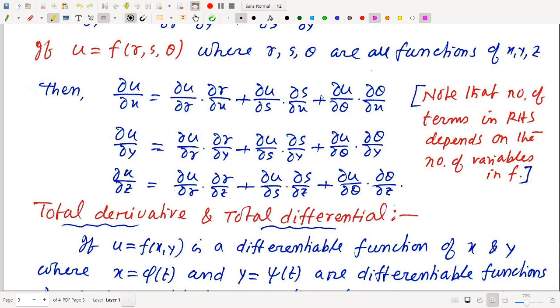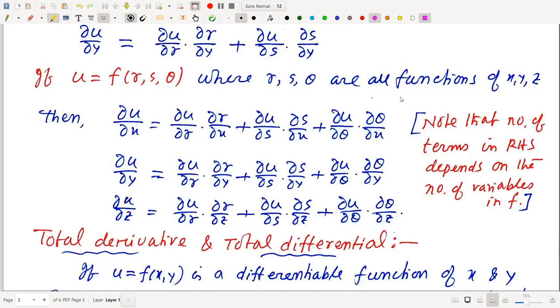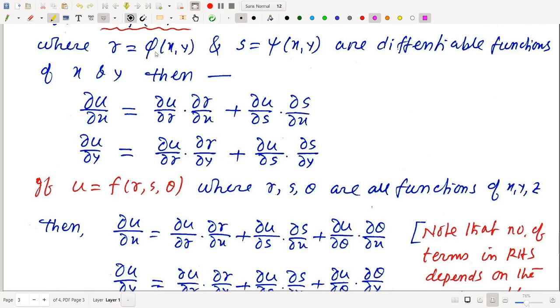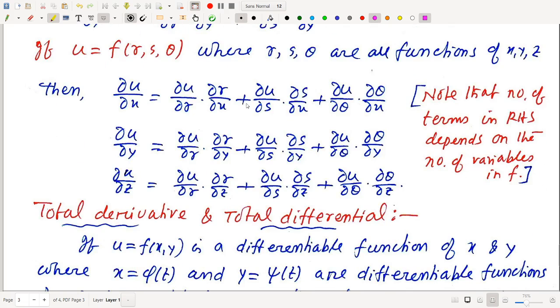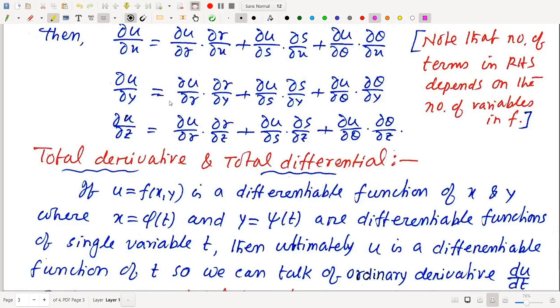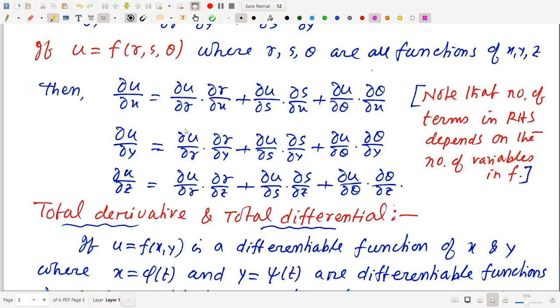It is not that it is 3 del u by del x. It is del u by del x. Here it is del u by del x with 2 terms because F has 2 variables under it. And here F has 3 variables under it, so 3 terms. Similarly, del u by del y will be del u by del r by del y, plus del u by del s by del y, plus del u by del theta by del y. Del u by del z will be del u by del r by del z, del u by del s by del z, del u by del theta by del z, finally with respect to z. So this is the chain rule of differentiation or change of variable rule in case of function of 3 variables.